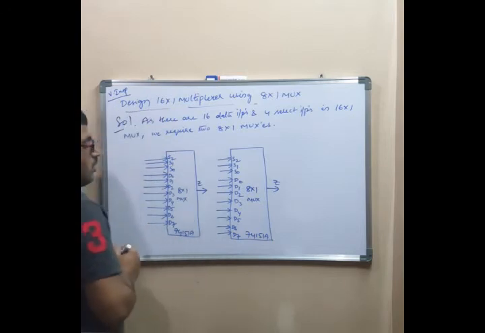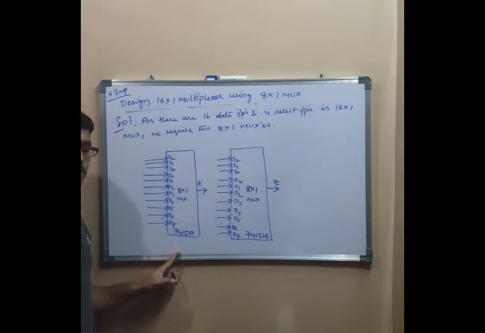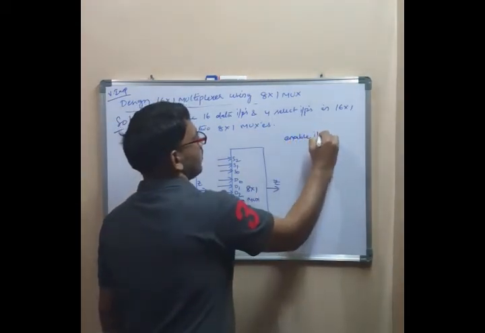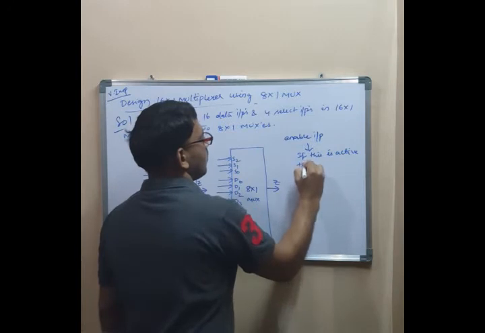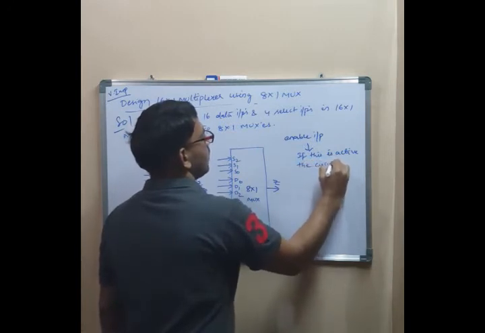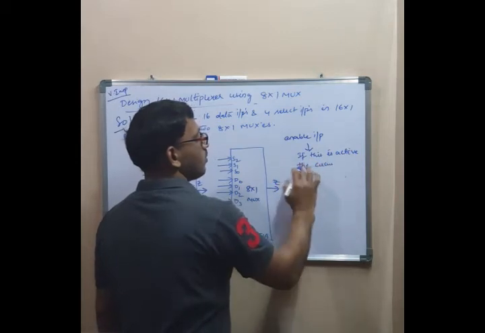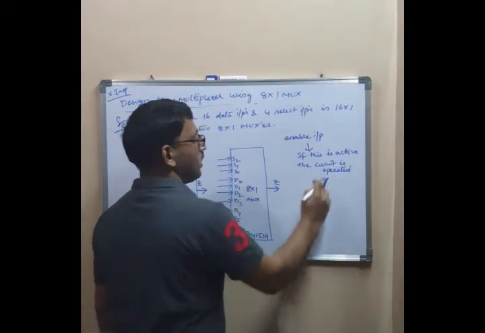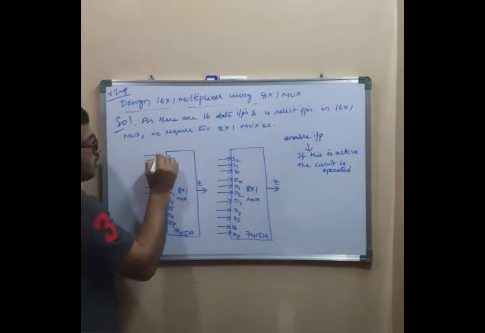As this 8:1 mux is available in the form of an IC, it has an enable input. Any IC can have an enable input. The meaning of this enable input is, if this is active, the circuit is activated and operated. Here the circuit is nothing but the IC, right? So that active signal is this one, active low.